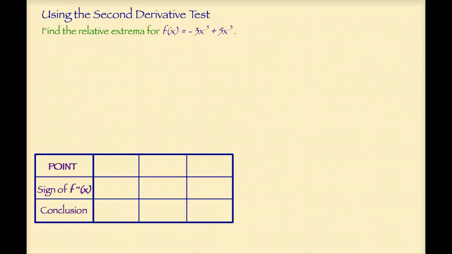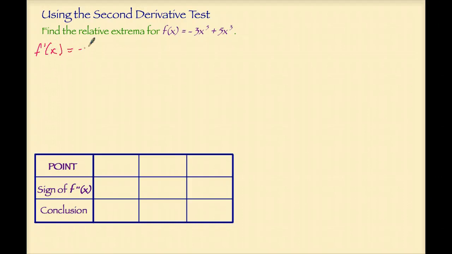In our last example, we're going to use the second derivative test to find the relative extrema for f of x equals negative 3x to the fifth plus 5x cubed. In order to find extrema, we'll take the first derivative and set it equal to 0, which will generate a list of critical numbers. Then we'll find the second derivative and determine concavity at each of those critical numbers. This will tell us if they are maximum values, minimum values, or neither. But of course, we begin with the first derivative.